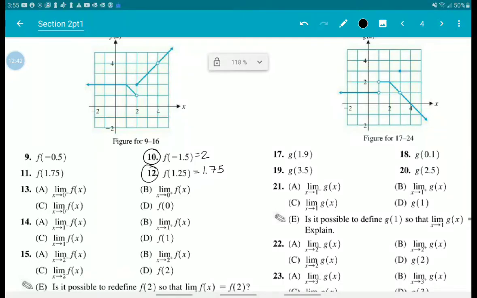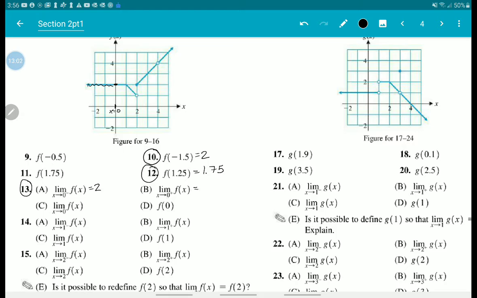Now let's jump in and look at some of the limits. Let's look at 13. 13's asking us to analyze what's happening as we approach 0 from the left. So here's x equals 0. As I come in from the left, I'm getting close to that y value of 2. So we would say that limit is 2.